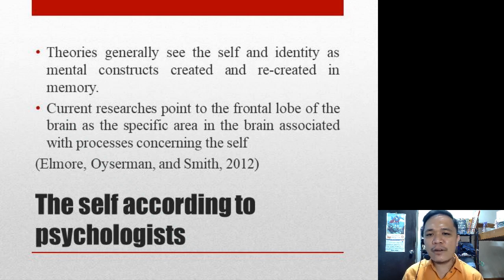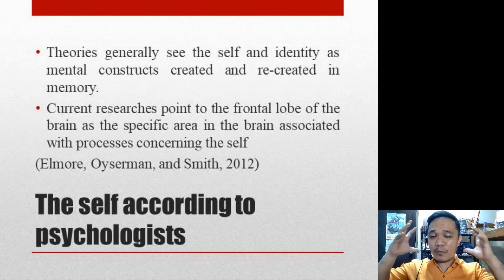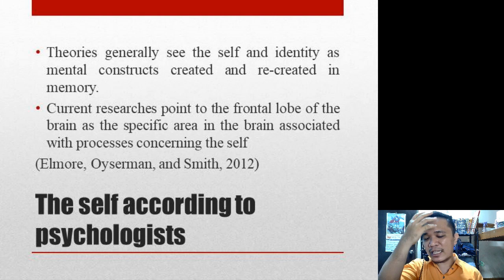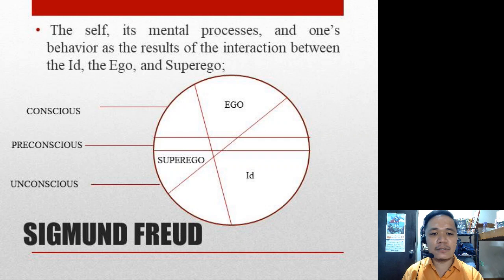Current research points to the frontal lobe of the brain as a specific area associated with processes concerning the self. So, the portion of our brain in the frontal lobe is responsible for exposing, discerning, reflecting, and deepening our understanding about ourselves.